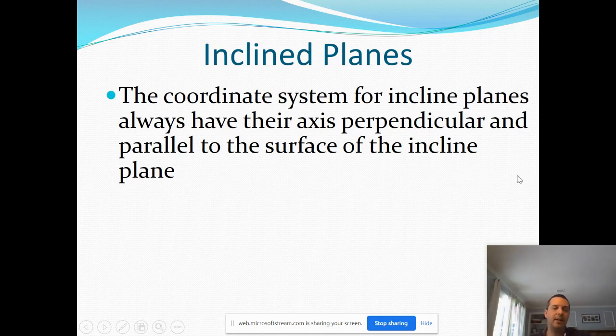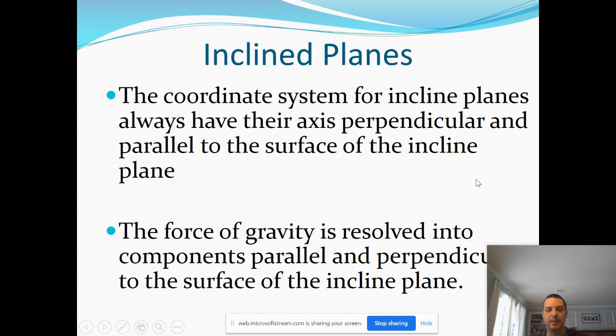When we talk about inclined planes, the coordinate system for the inclined planes, you always have to adjust your axes either perpendicular or parallel to the surface of the incline. Objects are always going to have their acceleration and their net force being parallel to the inclined plane. So when we talk about all the forces acting on it, we need them perpendicular or parallel to this incline. The force of gravity, unfortunately, is not oriented either parallel or perpendicular to the incline of the plane. It's somewhere in between the two.